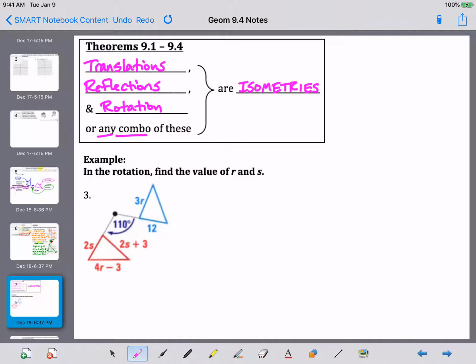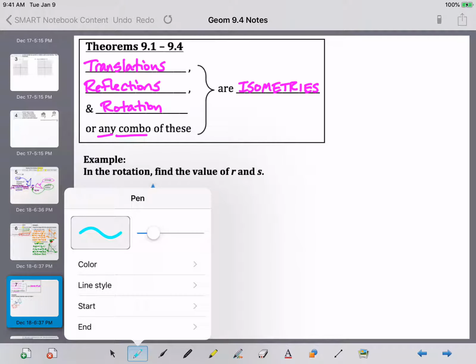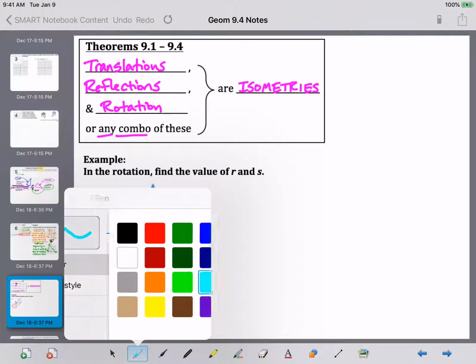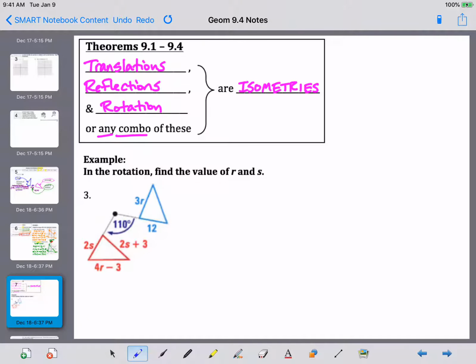Okay, so it could be multiple rotations or reflections or rotations and translations, so you can combine those in any order, and those will not change size or shape. So what that means for us is that if we can find the corresponding parts, we can set them equal to each other, which is what we're going to do in example 3.